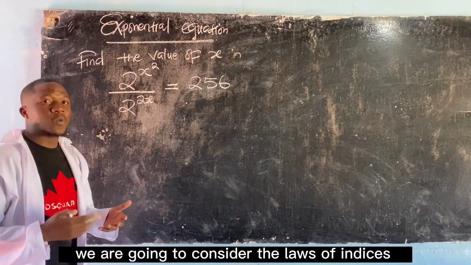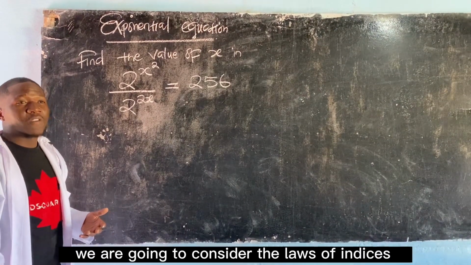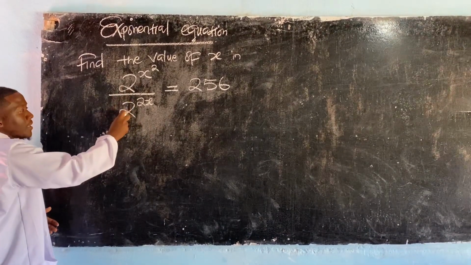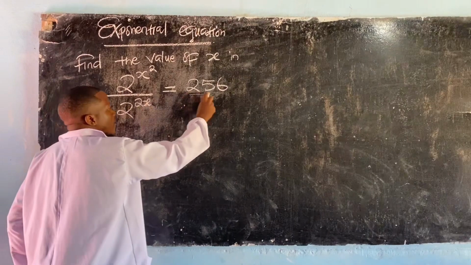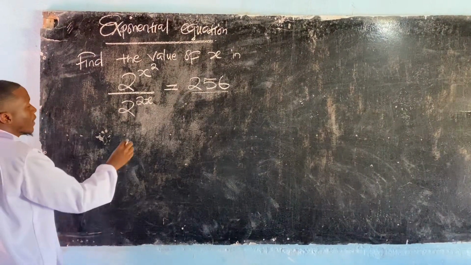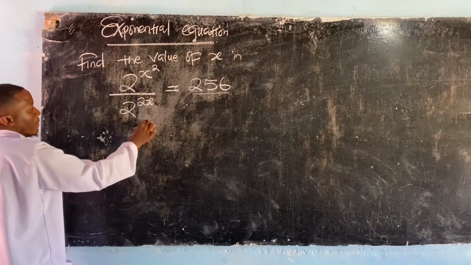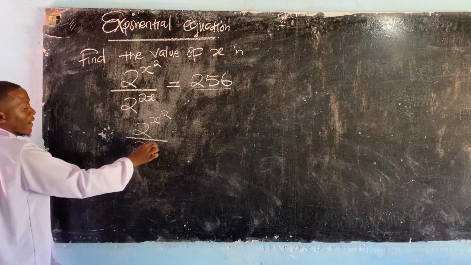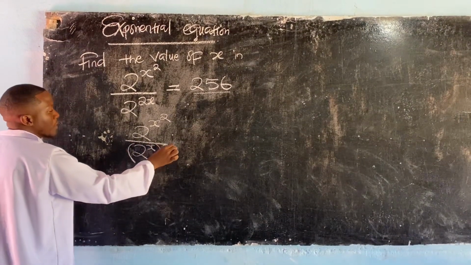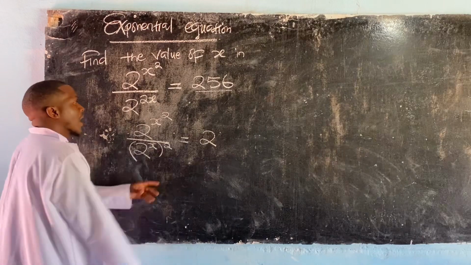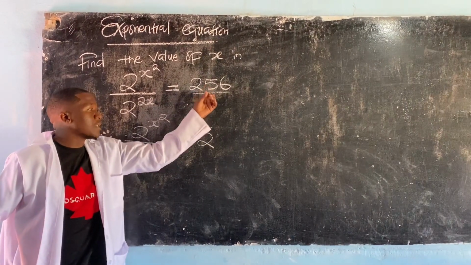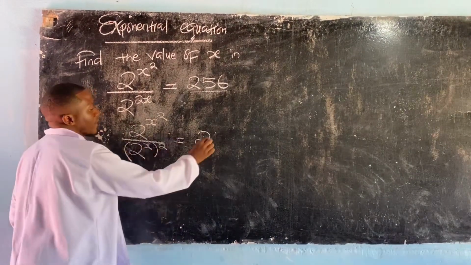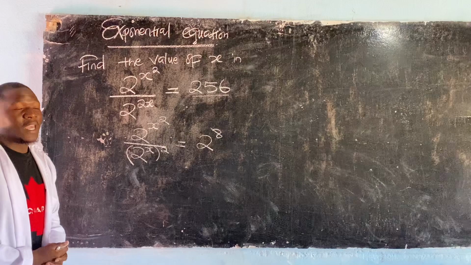In the first place, we are going to consider the laws of indices. So we're going to find that the base here is 2, the base here is 2, which simply means this can also be reduced in the base of 2. This is 2 to the power x squared over 2 to the power 2x. And if we reduce 256 to the base of 2, we can multiply 2 8 times consecutively. So this will be 2 to the power 8.